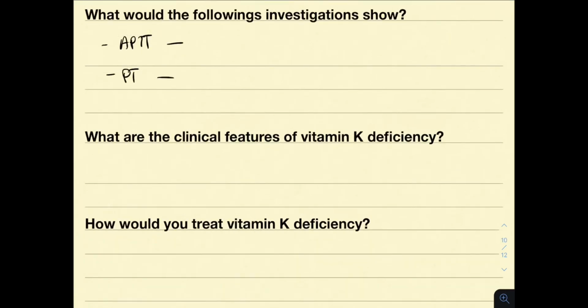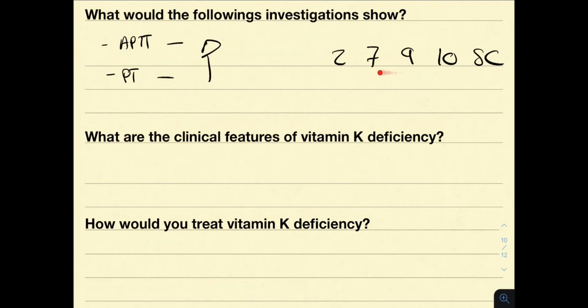We can now look at the investigations. What would the APTT and PT show? Pause the video and have a think. Now, hopefully you understood that both of them would be increased. The reason for this is that we need to consider the vitamin K dependent factors, which are 2, 7, 9, 10, S, C. Now, factor 7 belongs to the extrinsic pathway, which is measured by the PT, and factor 9 belongs to the intrinsic pathway, which is measured by the APTT.